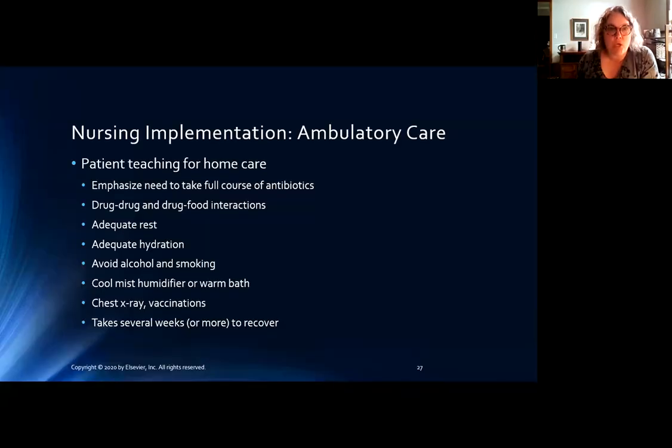I'm going to start sharing my screen and we're going to talk about nursing implementation in the ambulatory care setting and much, much more. So, let me share. There you are. So, when it comes time for these people to leave our acute care settings and go into the world and become our ambulatory care patients, there's some different teachings that we need to do.